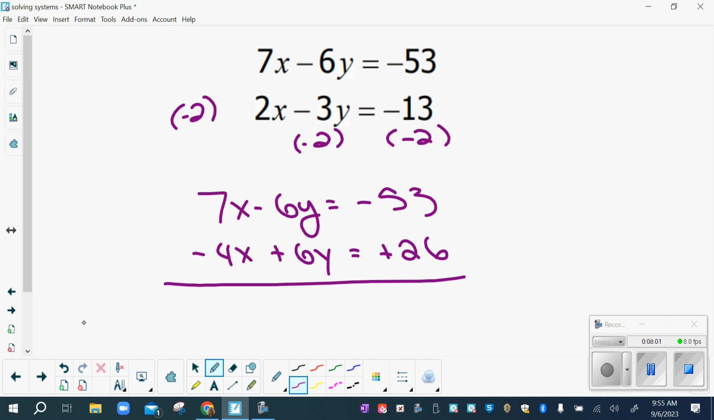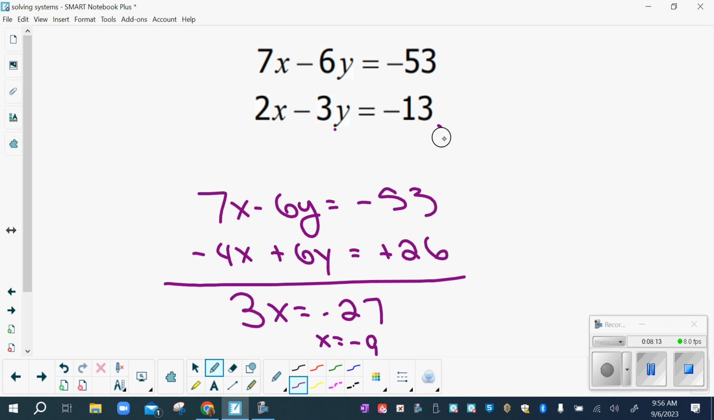Okay, so here's what I get. I'm going to get 3x equals negative 27, or x equals negative 9. And you're like, why are you making a stop, Miss T? And here's why. I am allowed to plug that negative 9 into this equation, or this one, or this one, or this one. They all work. They're all fair game. They better all get you the same answer.